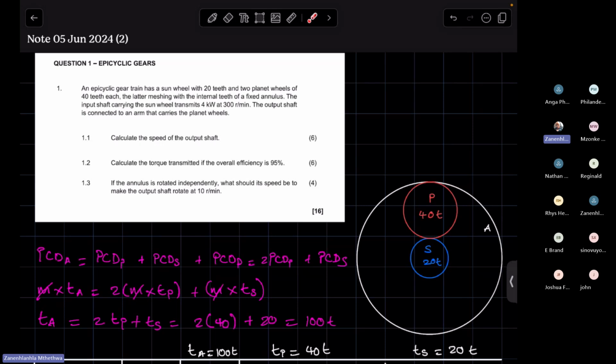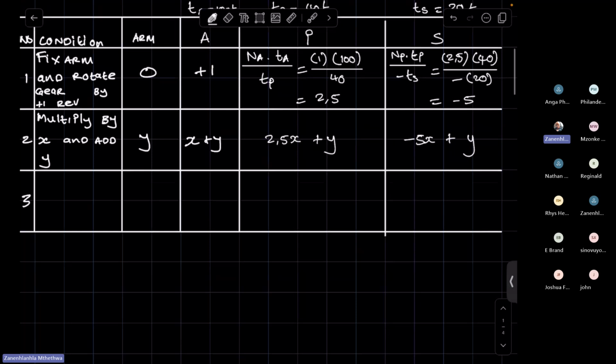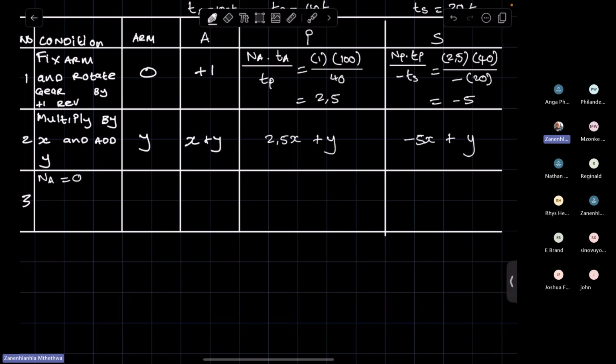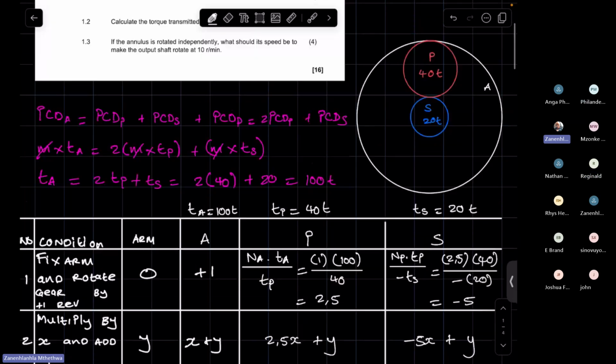An epicyclic gear train has a sun gear wheel with 20 teeth and two planetary wheels of 40 teeth each, the latter meshing with the internal teeth of a fixed annulus. So the annulus is fixed. That's one of the assumptions. The annulus being fixed means that it is not rotating. So NA, the rotational frequency of the annulus, seeing that the annulus is fixed, will be equal to 0. Are we clear here? Are we in agreement here? Yes.